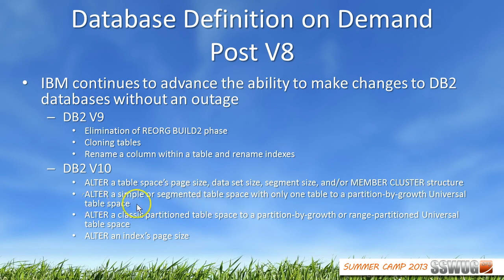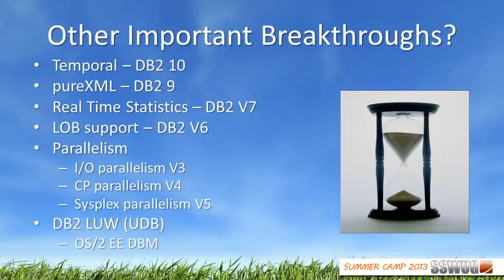altering simple or segmented table spaces to a partition by growth universal table space, as long as there's only one table in it. Taking a classic partitioned table space to a partition by growth or range partitioned universal table space, or altering an index's page size. All these things previously required dropping, recreating, a lot of downtime. Now, with these changes through version 8, 9, and 10, the ability to make quick changes to DB2, right there.